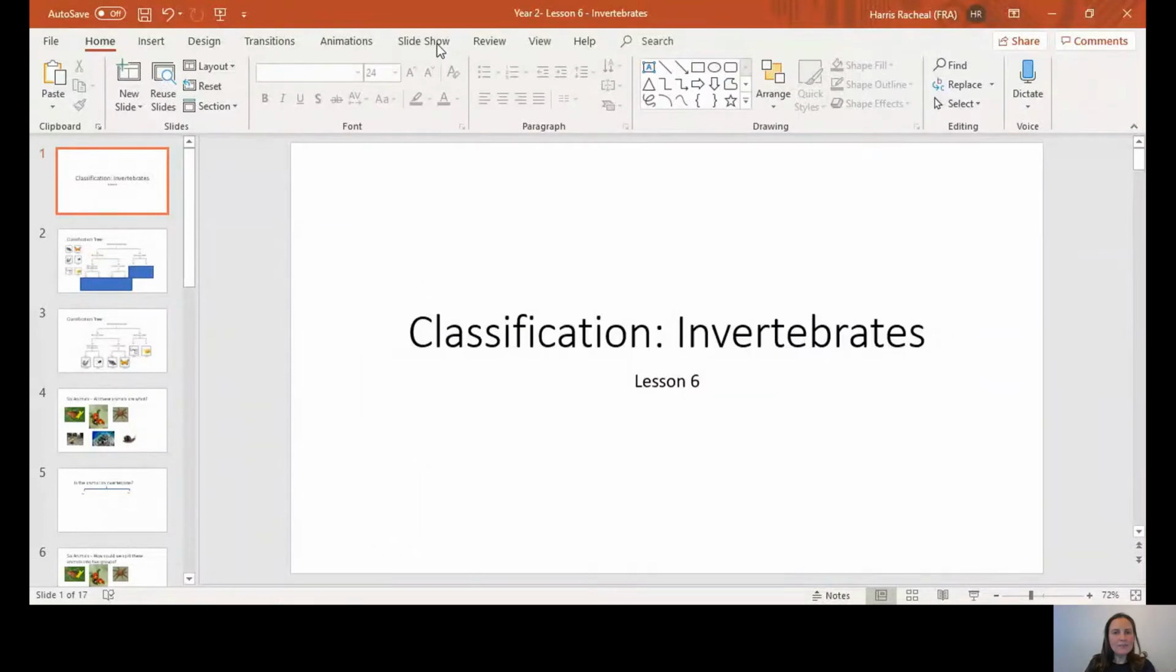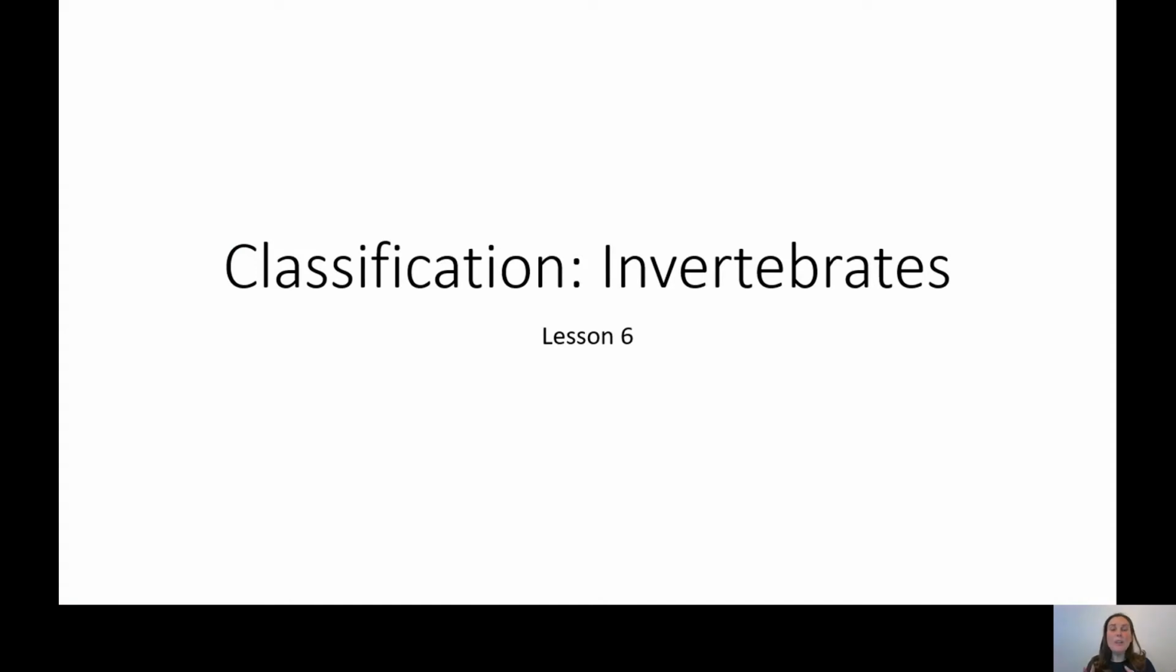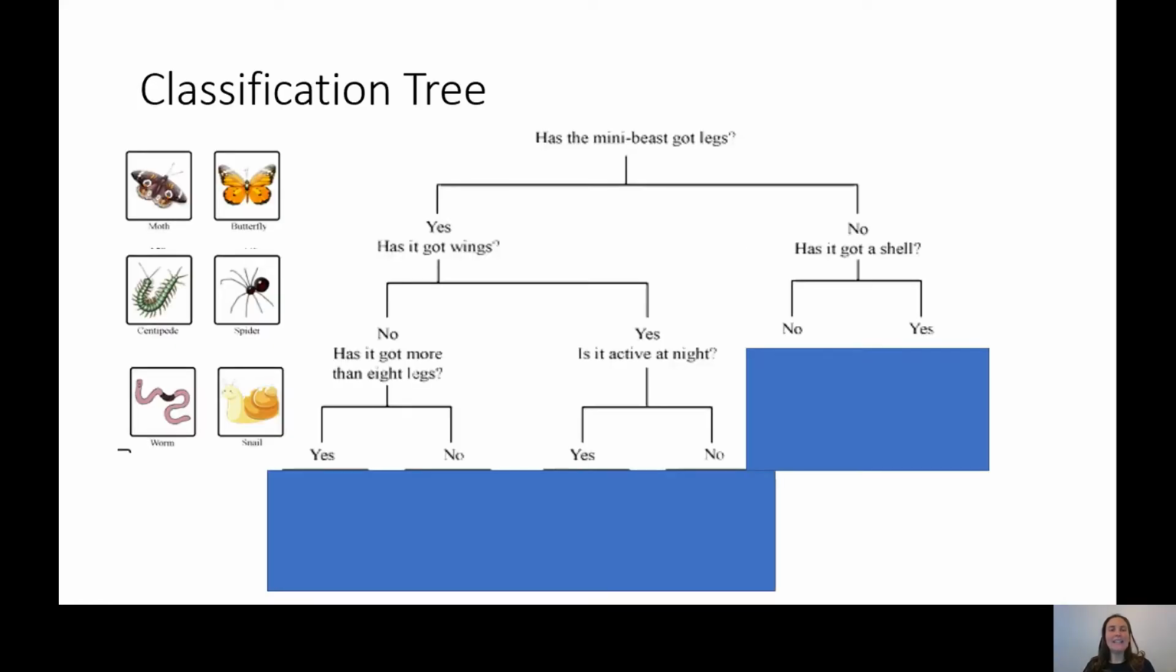Now, just have a little think about what we did last lesson whilst I just share my screen. Fantastic. So last lesson you came up with lots of amazing questions about how we can sort our invertebrates. Today we are going to be looking at a classification tree, and this is a way of asking these questions and then sorting the animals into different groups. So we're going to work through this one very quickly together.